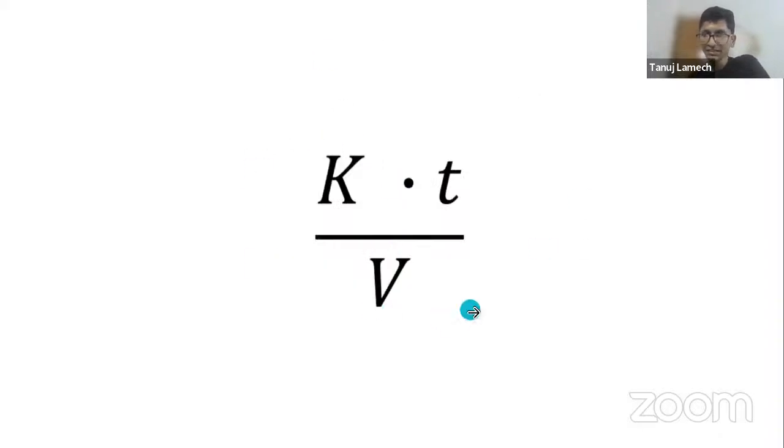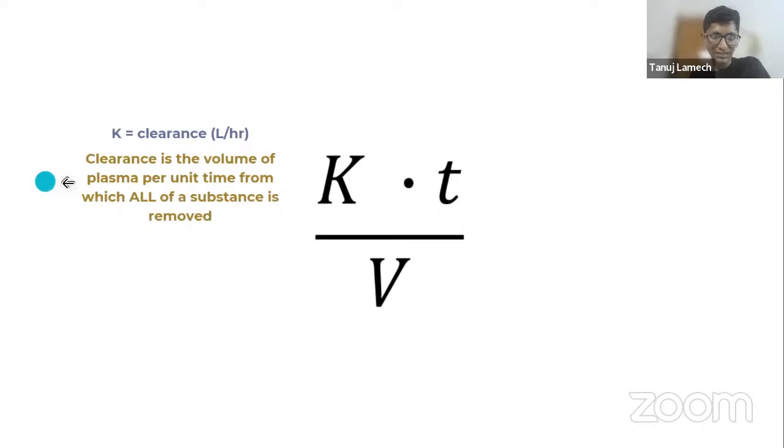So this is basically the ratio KT/V. What is K? K is clearance. And what does clearance mean? Clearance is the volume of plasma per unit time from which all of the substance is removed. So for example, a clearance of 2 means I'm clearing 2 liters of plasma every hour. It doesn't matter whether that plasma has a urea of 200 or 300 or 50, I'm clearing all of the urea in that 2 liters of plasma. All right, so that is clearance.